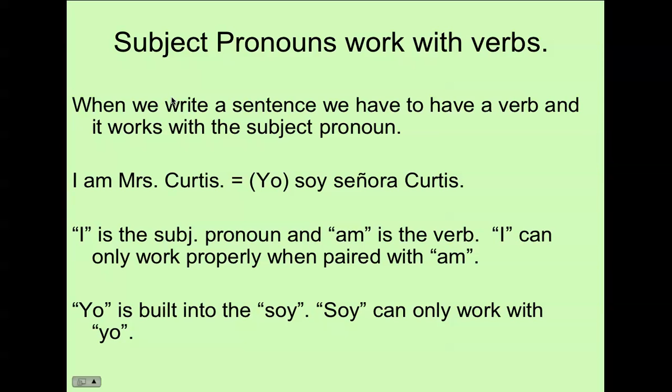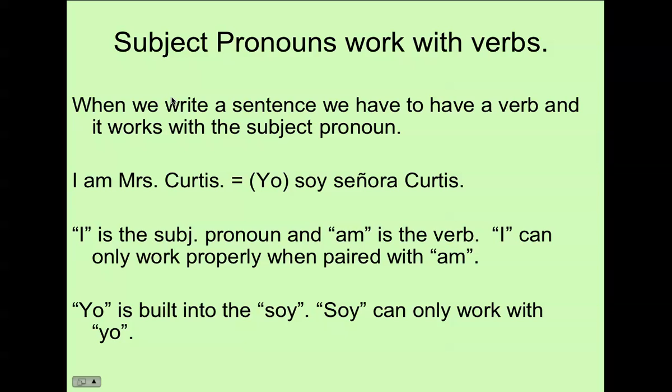Luther. I wouldn't say, I are Ms. Luther, because I and are don't go together. I wouldn't say I is Mrs. Luther because, again, I and is don't go together. It works the same way in Spanish. Yo can only go with certain verbs. We talked yesterday about yo going with soy. So if I wanted to say I am Mrs. Curtis, I would say yo soy Señora Curtis.